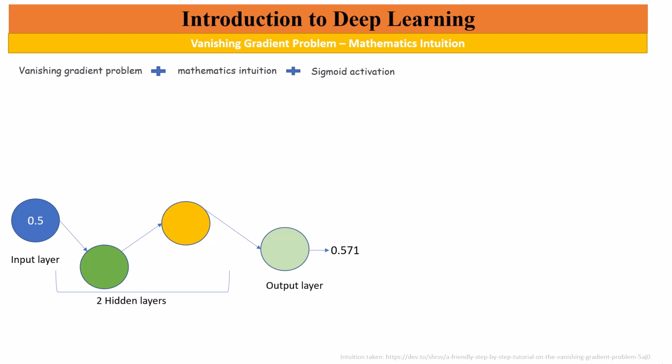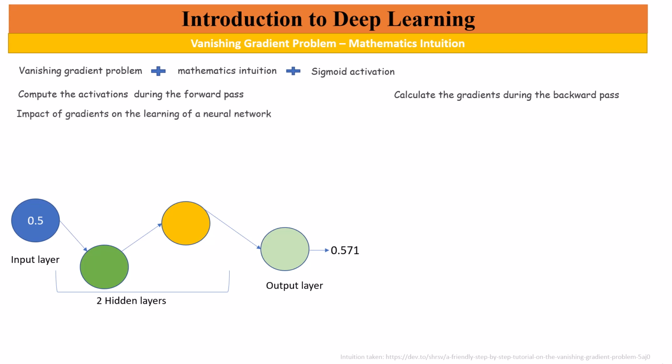First, we will compute the activations at each layer during the forward pass. Then, we will calculate the gradients during the backward pass. Finally, we will analyze the computed gradients to show their impact on the learning of a neural network. Ready? Let's decode the math.